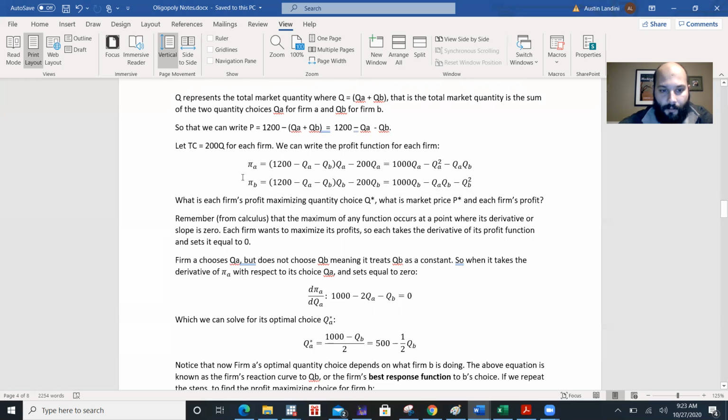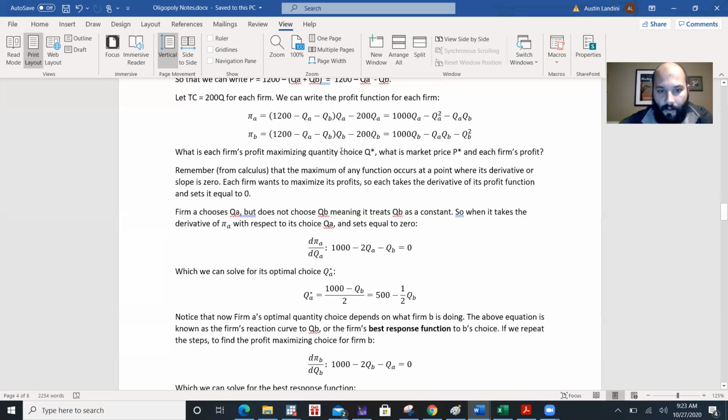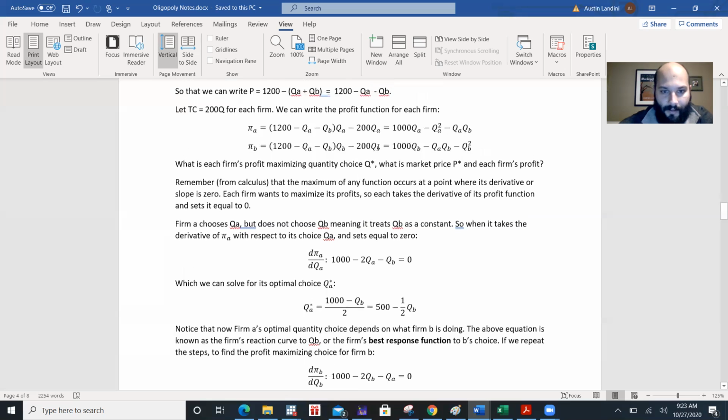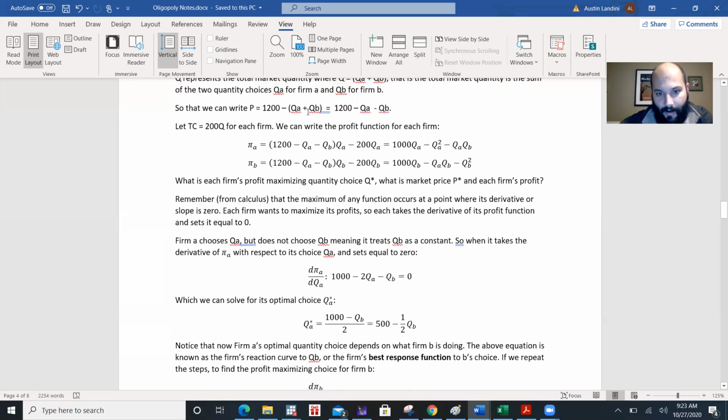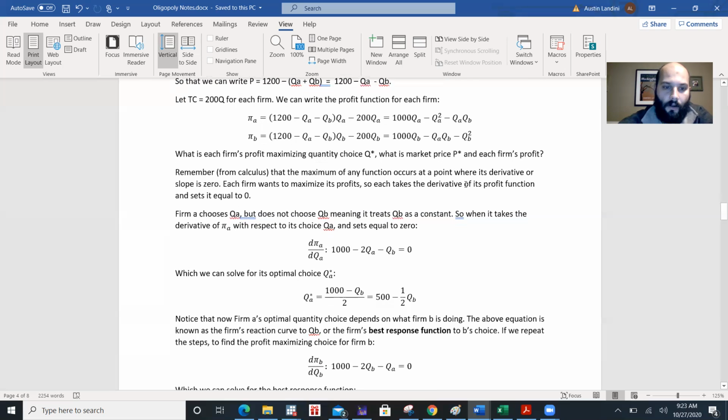So we can write down the profit functions, and we want to know each firm's profit-maximizing quantity, so that we can find the market price and each firm's profit. Remember from calculus that the maximum of any function occurs at the point where its derivative, or slope, is equal to 0. We used that when we derived the MC equals MR rule. You can go back to chapter 8 if you want to see that proof, or get a hold of me.